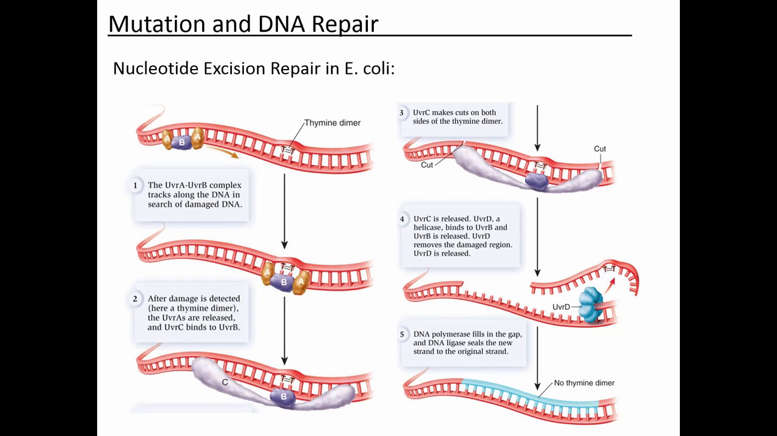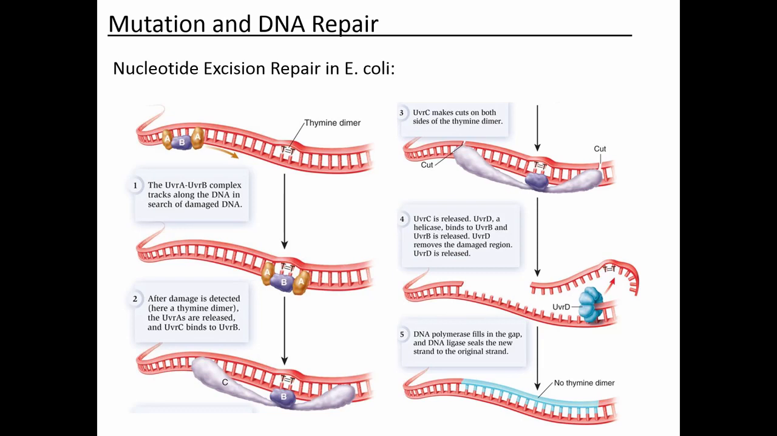So what's going to happen in this case is this is a mutation called a thymine dimer. What happens in a thymine dimer is these two thymines that are in the same strand become covalently attached to each other. And that can lead to a mutation because it can lead to mistakes during DNA replication. So that's what you're trying to fix in this particular example.